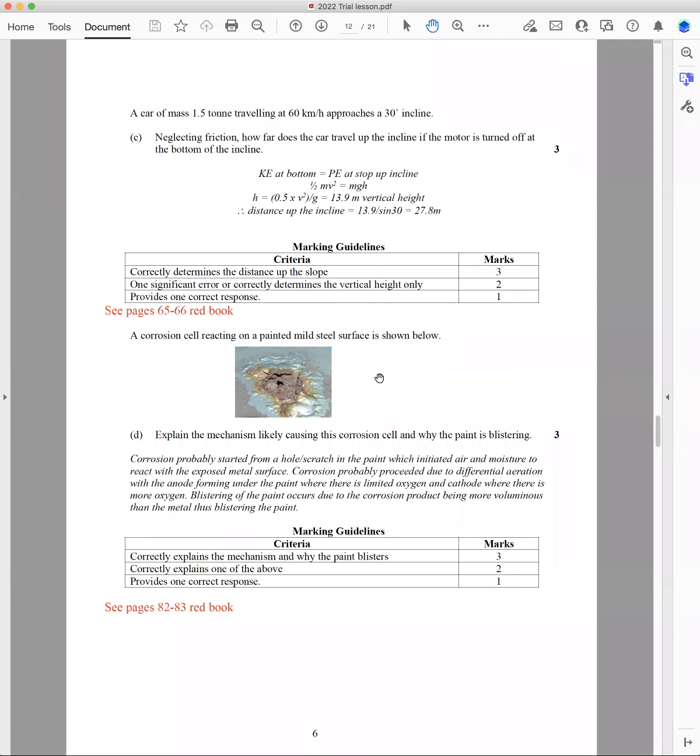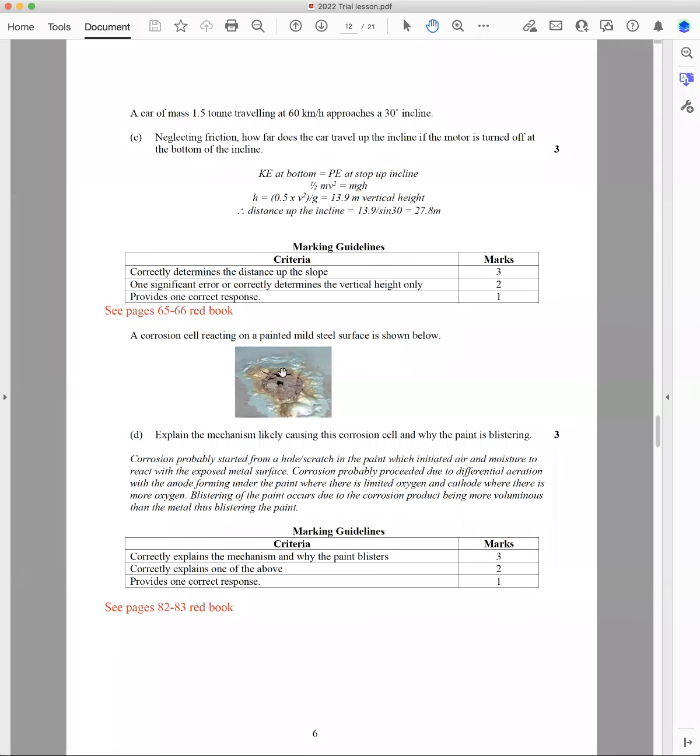Question D. A corrosion cell reacting on a painted mild steel surface is shown below. Explain the mechanism likely causing this corrosion cell and why the paint is blistering. So what happens here is that you get a scratch in the paint and that starts to corrode because it's in a moist environment. Now, the corrosion occurs if you've got an area where there's depleted oxygen. And this is called differential aeration. And so when the anode starts to be formed underneath the paint because there's minimum oxygen compared to where the scratch is, you start to get galloping corrosion here, galloping rust.